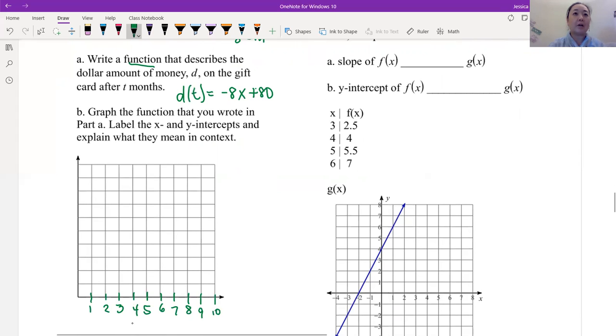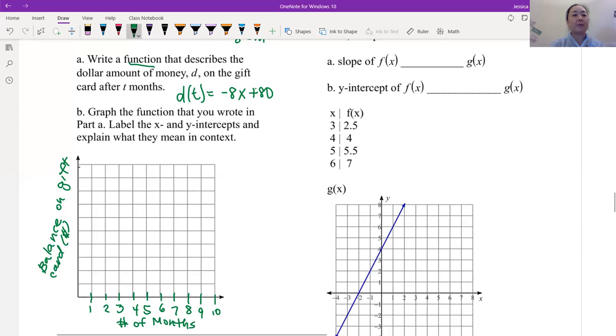Okay, so this is number of months. Technically it's the number of months since he or she received the gift card, I forgot who it was. And then here on the y-axis, that's going to be the amount, or I guess the balance on the gift card, and we measure that in dollars.